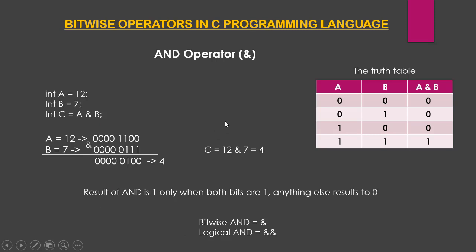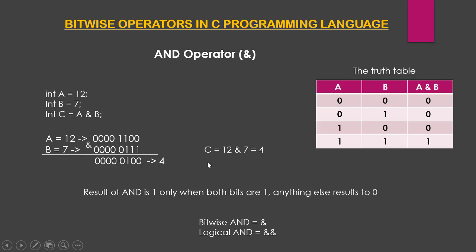When two values are ANDed in C, the binary representations of the values are compared bit by bit. The result of AND is 1 only when both bits are 1. Anything else produces a 0. This table, called a truth table, shows the result of A ANDed with B for all possible values of A and B. When A is 0 and B is 0, A AND B is 0. When A is 0 and B is 1, A AND B is 0. When A is 1 and B is 0, A AND B is 0. When A is 1 and B is 1, A AND B is 1.